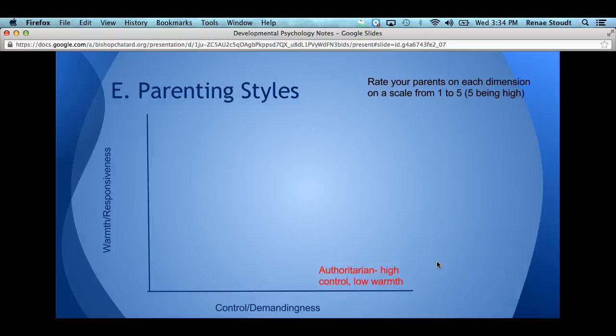Now, the other side of things on this control side is authoritative parents. Authoritative parents have a high degree of control, but they also have high warmth. So these are the touchy-feely parents, but they are also the ones that will have some control. So these are the parents that will talk to you about things. If you do something wrong, you get in trouble, they're going to sit you down and they're going to say, okay, what do you think you did wrong?